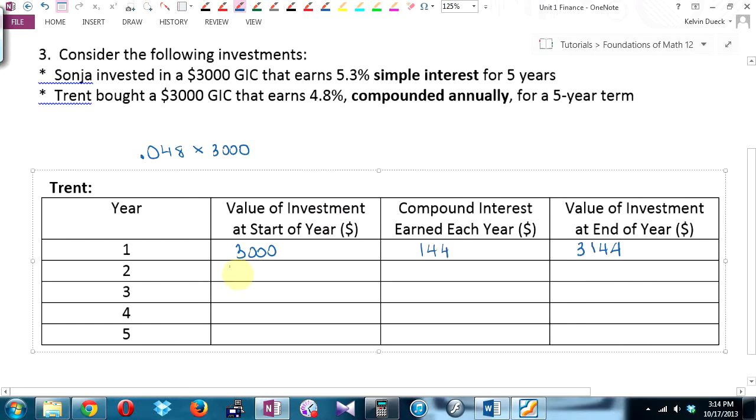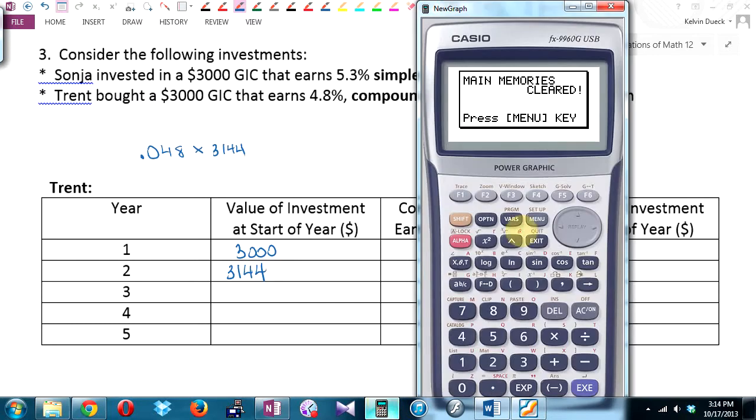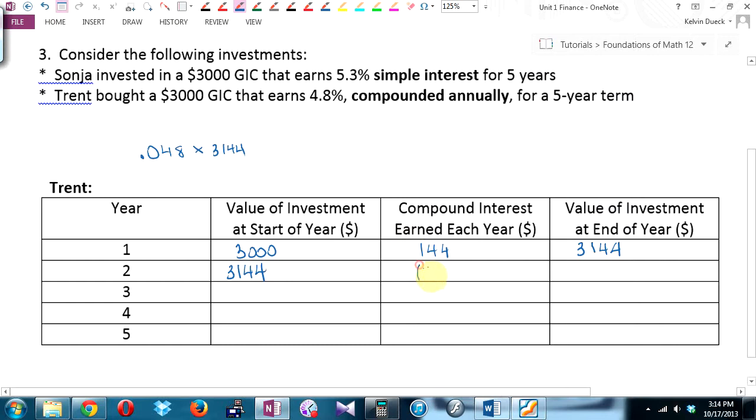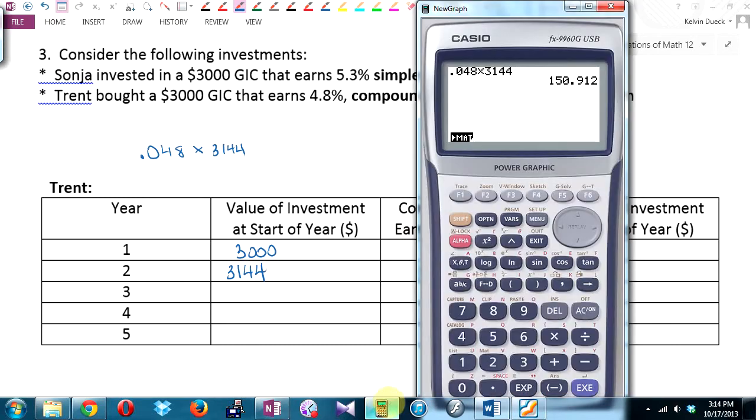That means at the beginning of year 2, that number drops down. He's going to earn 4.8% of that, which means instead of 3,000, we're going to go 4.8% of 3,144. Now he's going to earn $150.91 worth of interest, which means now he's going to have that much money in his bank account.